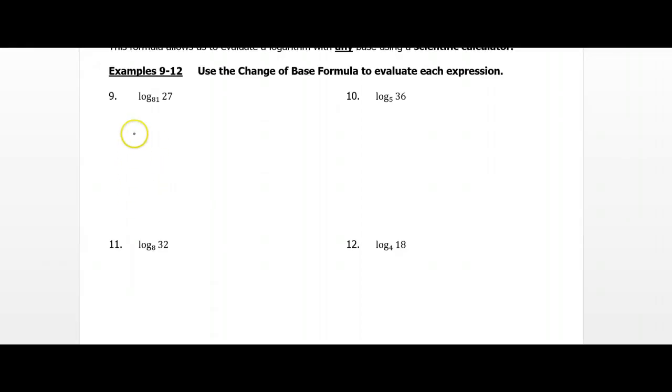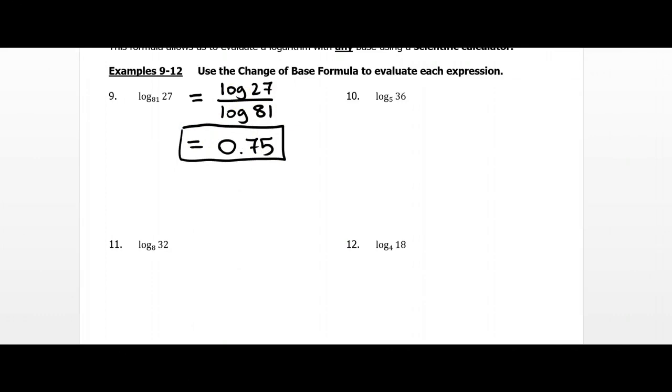So, number 9, I have log base 81 of 27. In order to use the change of base formula on this, I'm going to convert this to two different logs, both in base 10, or the common log. I'm going to take log base 10 of my argument, which is 27, divided by log base 10 of my original base, which was 81. So it's going to be log base 10 of 27 divided by log base 10 of 81, and that comes out to be actually exactly 0.75.